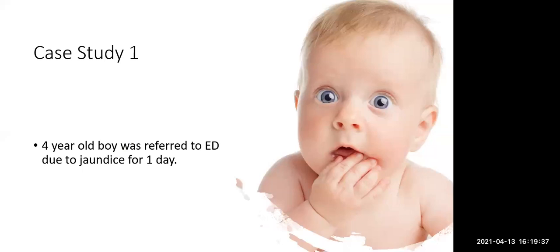This is the only case study that I provide. A 4-year-old boy was referred to the emergency department due to jaundice for 1 day. So how do we approach? Of course, by history, physical examination, and also investigation. As the doctor mentioned before, in every case we need to reach a provisional diagnosis, rule out any differential diagnosis, complications of the disease, and also the treatment as well. Next slide.